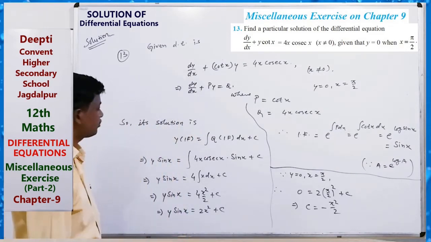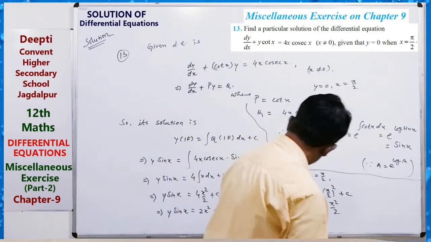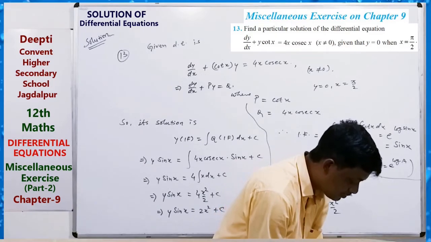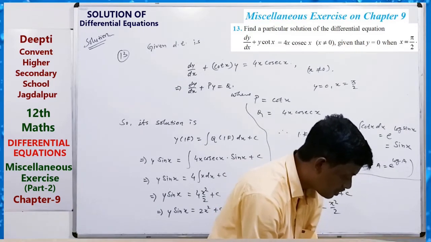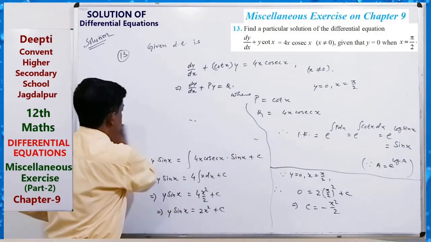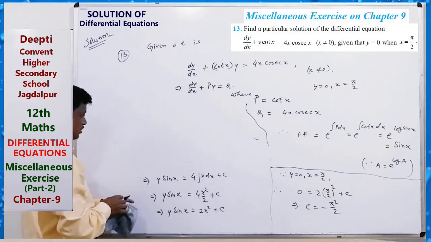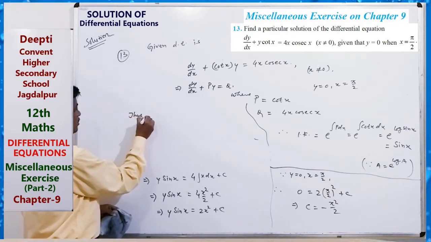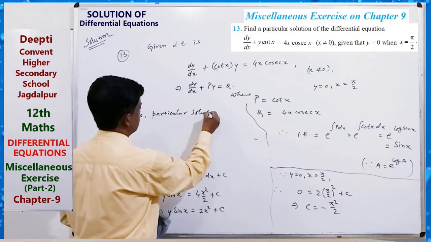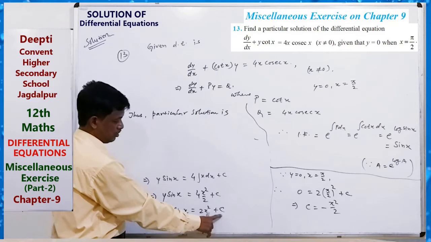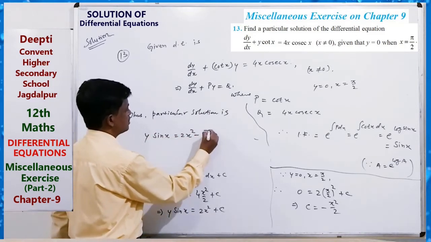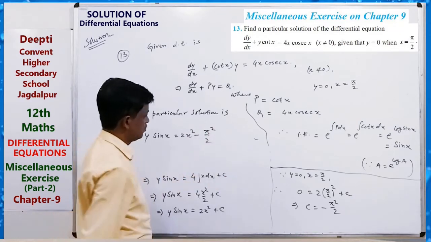Therefore the final solution is what? Just put the value here. So y sin x equals 2x square minus pi square by 2. Clear? Thus the particular solution is, just put the value here, y sin x equals 2x square minus pi square by 2. Clear?